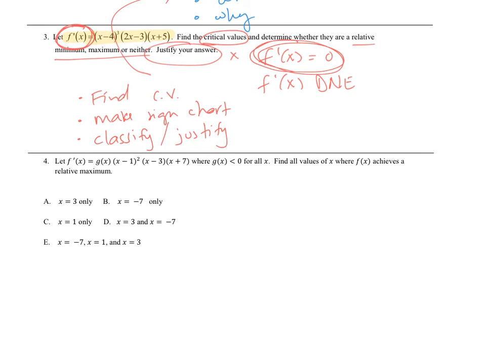Problem 4. Ooh, look at problem 4. Same idea. Let f prime of x equal this stuff. Look at that. f prime of x is given, but here's something that's interesting, okay? Where g of x is less than 0 for all x. An interpretation of this is just that g of x, which by the way is right here, is negative. So you have to consider that when making the sign chart. I'm just going to say pay attention when making sign chart.